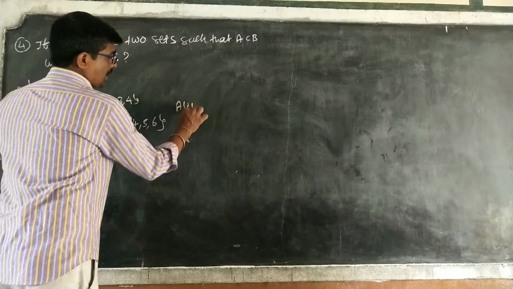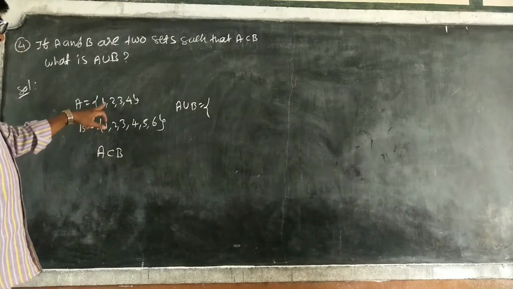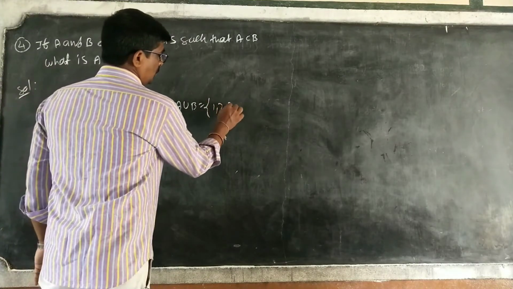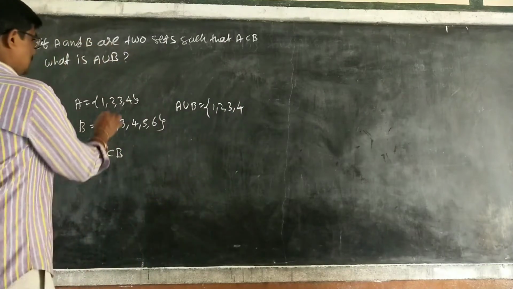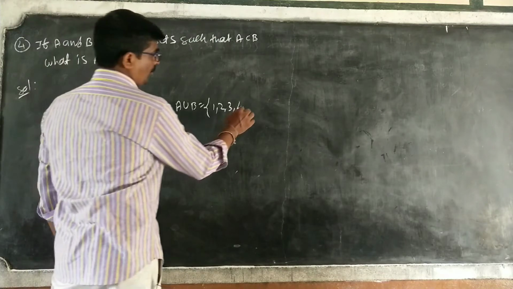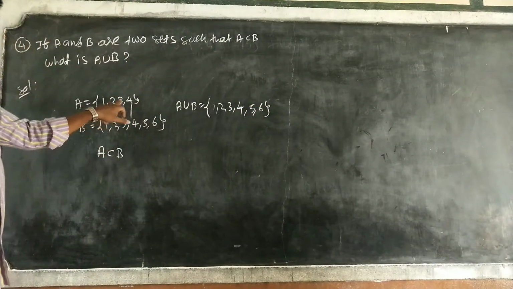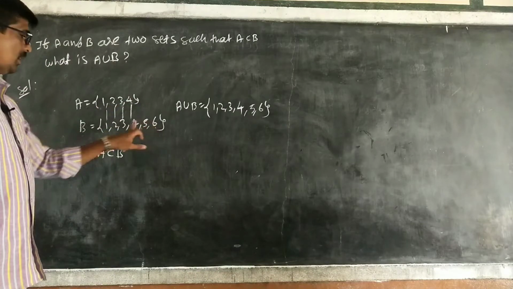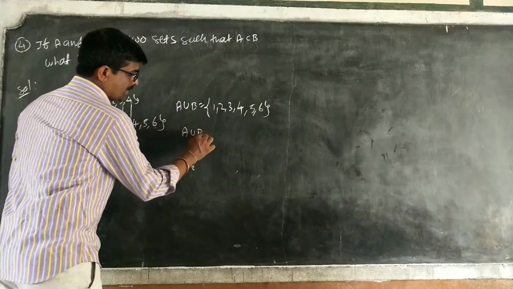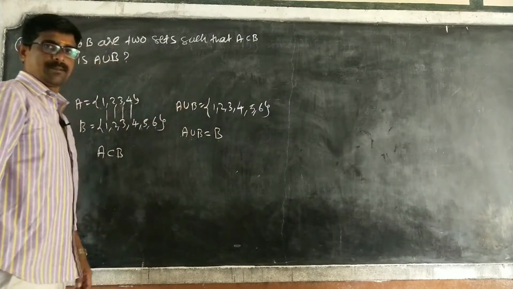A union B means I have to write all elements. So 1, 2, 3, 4 I am writing. These are common elements, I am taking only one time. Remaining we have 5, 6. That much only: 1, 2, 3, 4, 5, 6. Both are the same. Therefore, A union B is equal to B only.